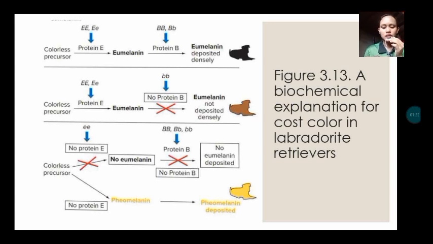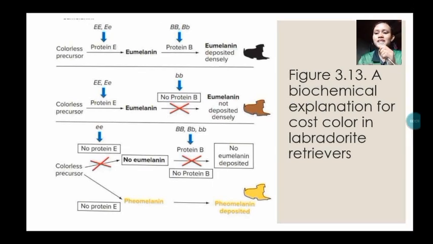The reason is that protein B affects eumelanin only, but these ee animals have no eumelanin. So the reason for homozygous ee dogs to be always yellow regardless of their B gene genotype is that protein B affects eumelanin only, and the homozygous ee dogs don't have eumelanin; instead they have pheomelanin. That is the reason why homozygous ee dogs are only yellow, not black or brown or chocolate in shade.